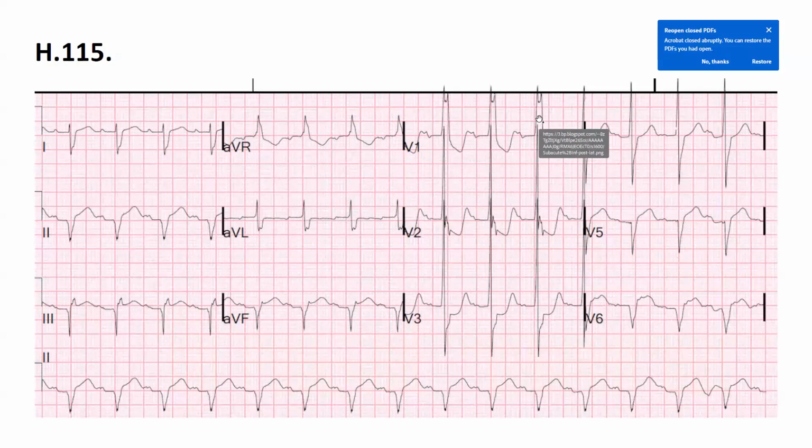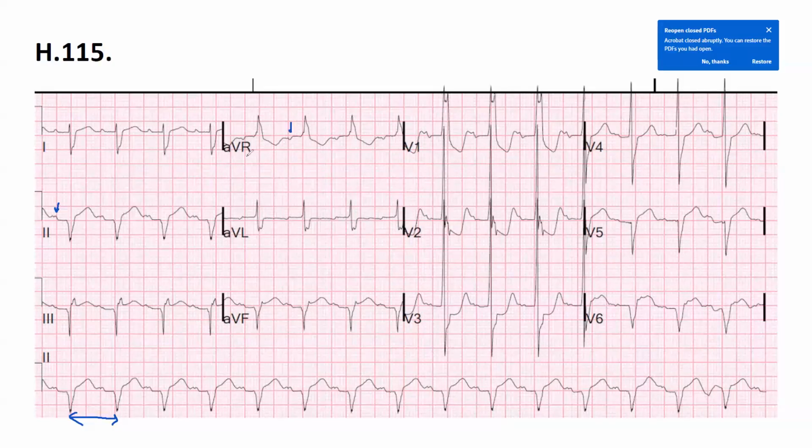Looking at the rhythm strip, it is rhythmic, and there are approximately three boxes between R to R, so around 100 beats per minute, tachycardic, and there are P waves present.